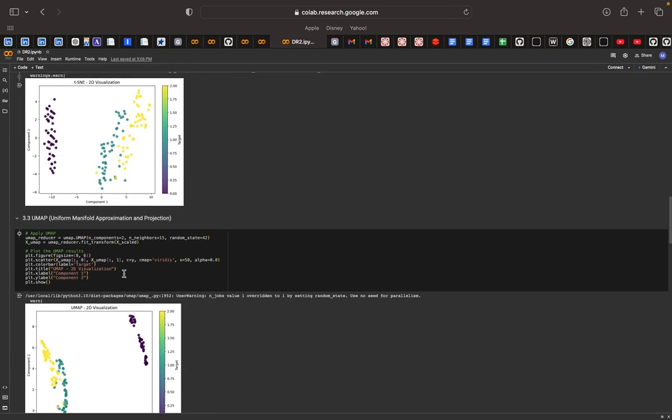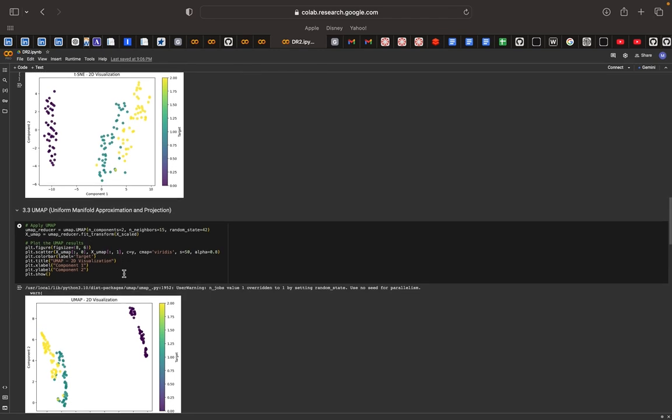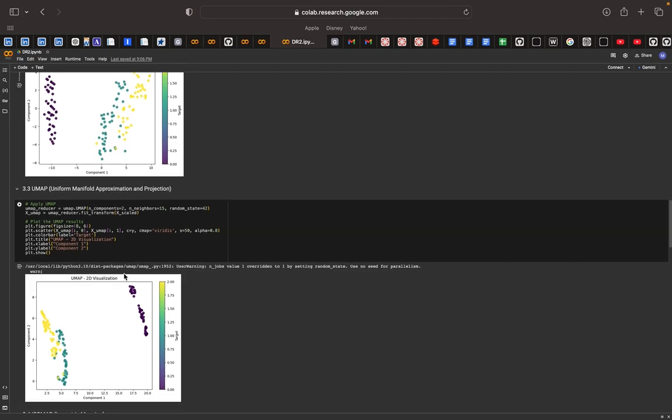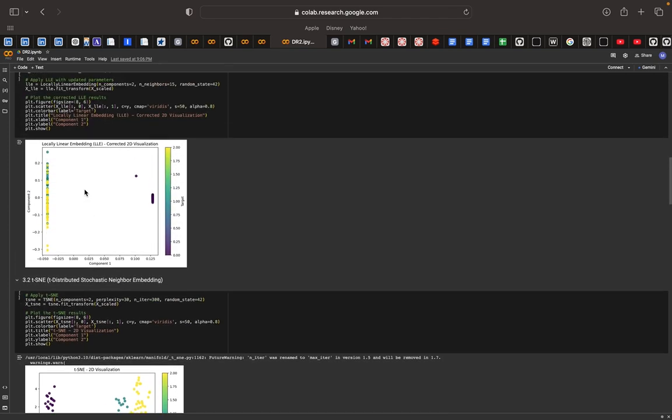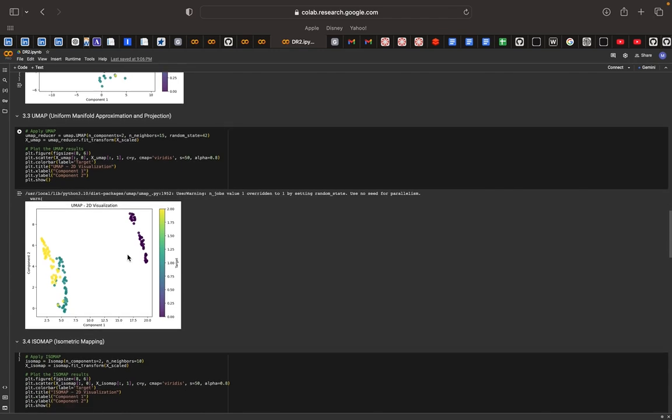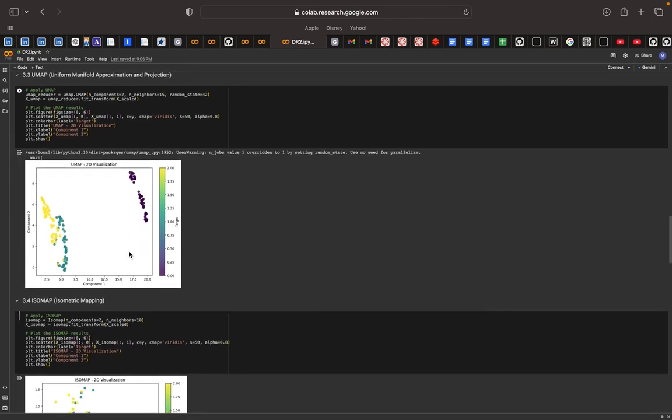Then we applied UMAP. The 2D visualization here shows similar results to t-SNE, clearly separating the three species of iris. At the same time, it's expected that the data will be similar for each species, so the clusters will be closer for the same species.